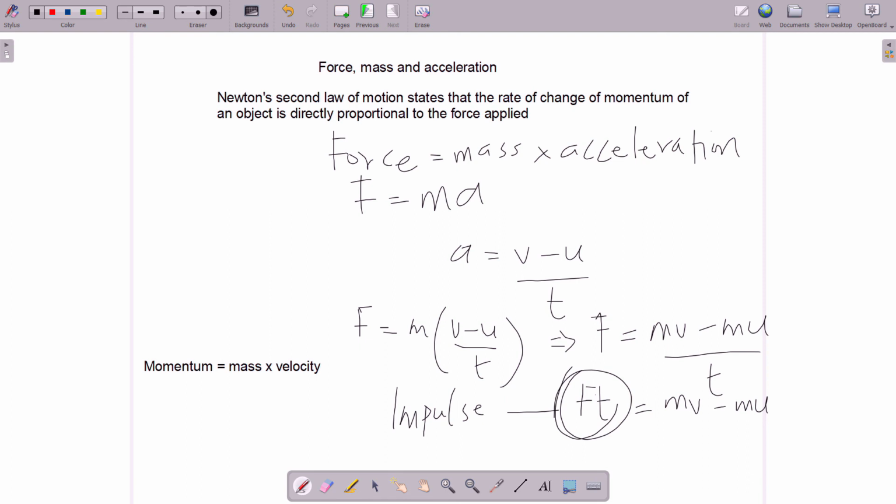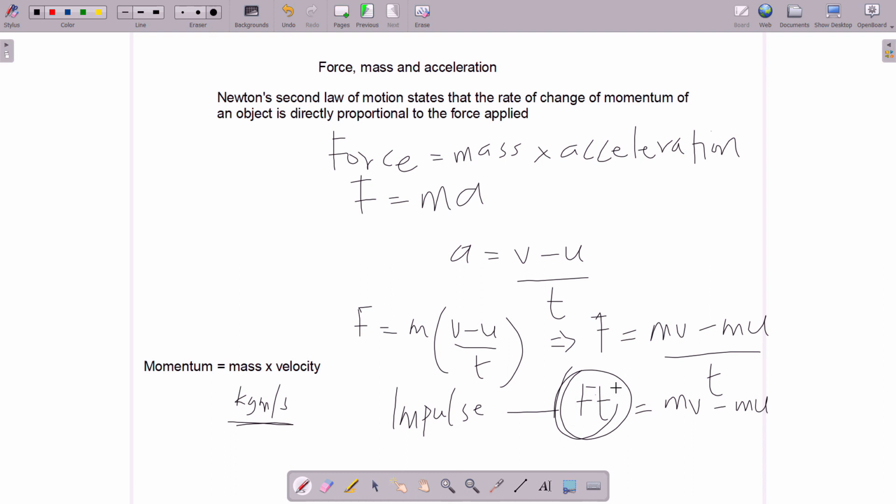From what we see on the screen, if momentum is equal to mass times velocity, then it means momentum would have a unit of kilogram meter per second, because mass is measured in kilogram, velocity is measured in meter per second. What about impulse? From this, we can clearly tell that impulse is also going to have the same units, because impulse is simply changing momentum. And so impulse would also have a unit of kilogram meter per second.